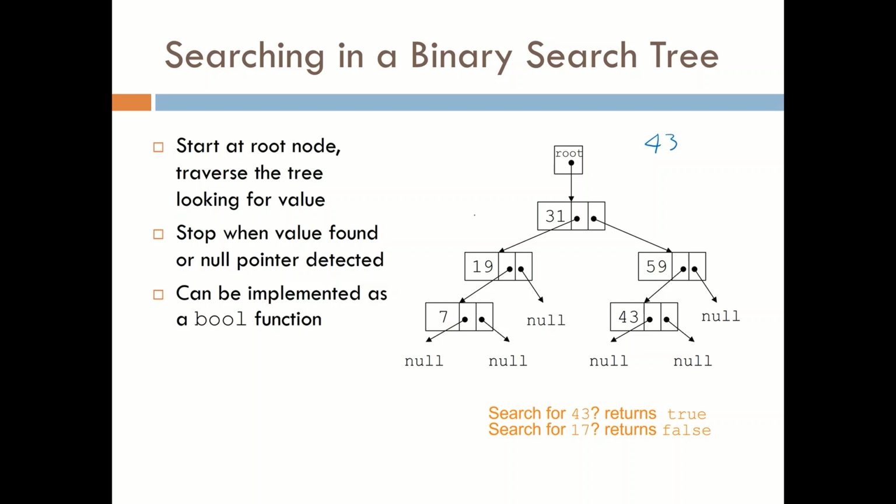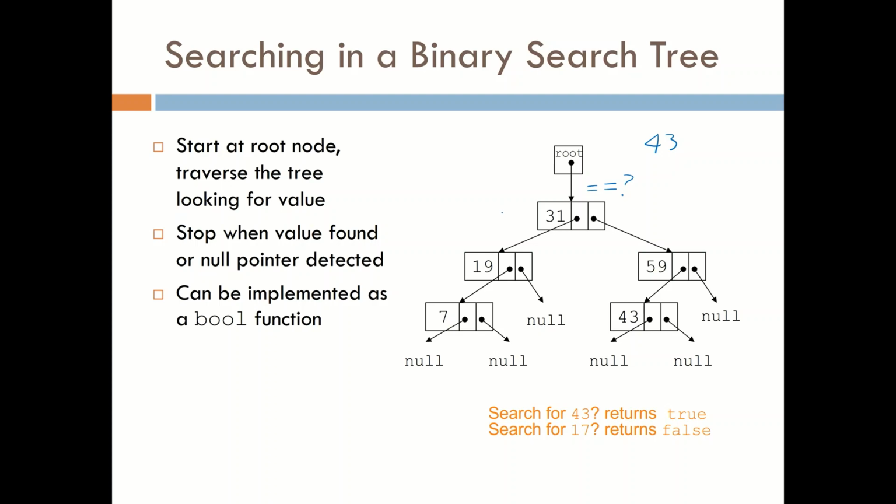we begin at the root and we ask ourselves, is the value at the root, i.e. 31, equal to 43? So at each point, we're going to ask, is it equal to? And if the answer to that is yes, then we will immediately return true.